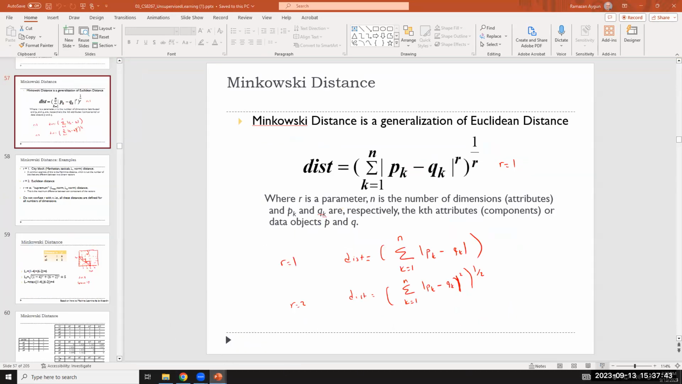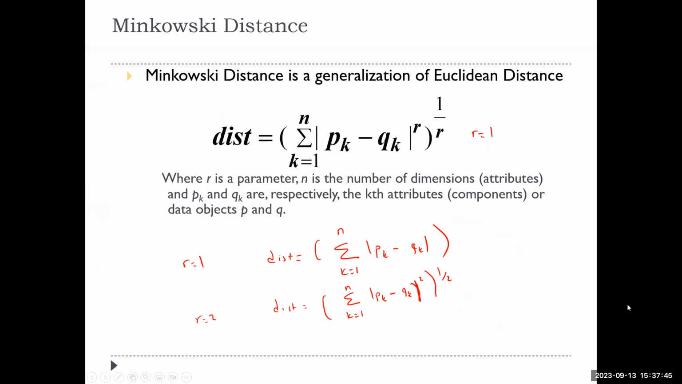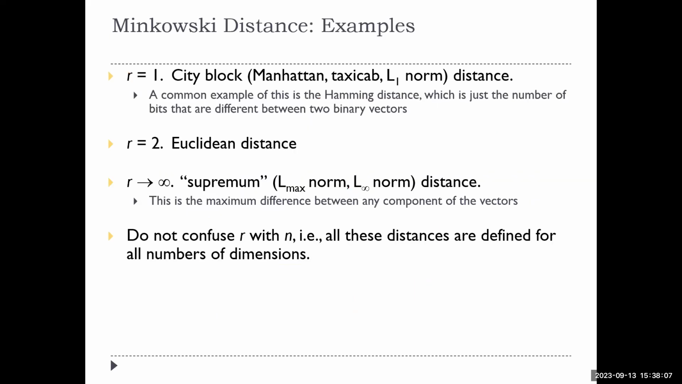Let's come back to today. I started talking about the Minkowski distance. It's the generalization of the Euclidean distance. R is a parameter provided by you. If R is equal to 1, it is Manhattan distance or L1 norm. If R is equal to 2, it becomes Euclidean distance. And for R equal to infinity, it is the L max or L infinity norm.